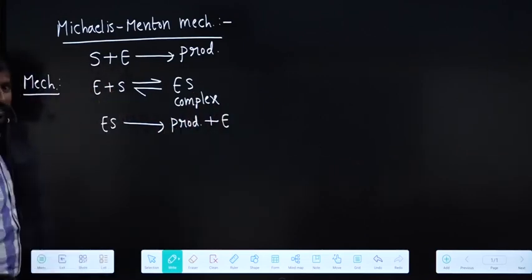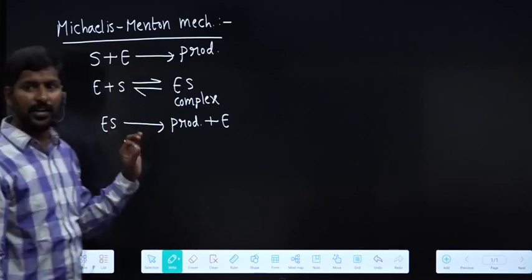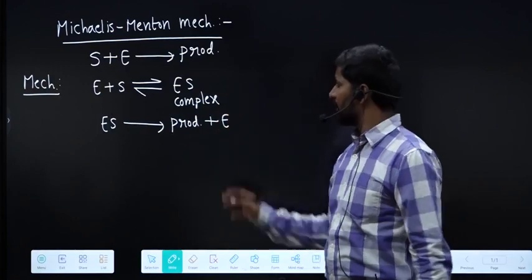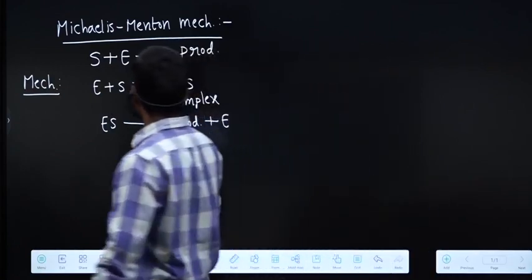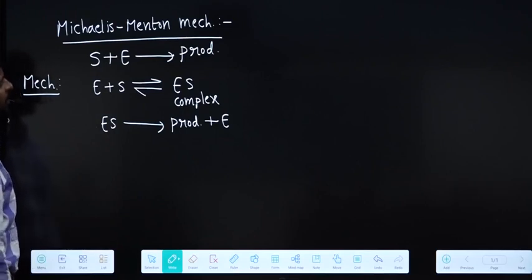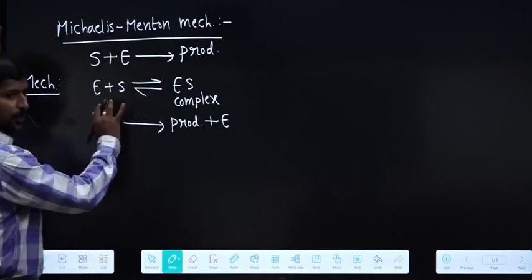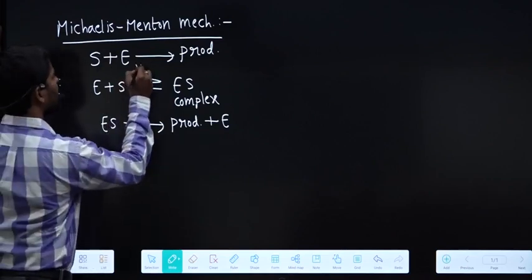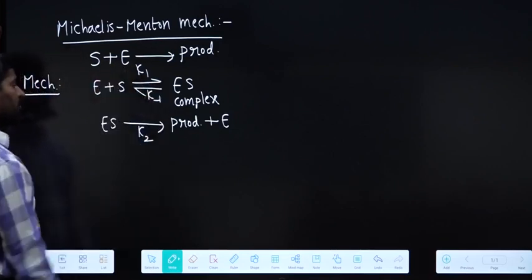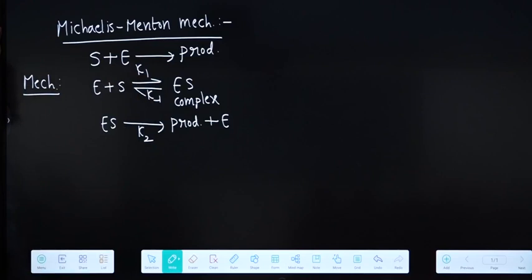Whether the enzyme is involved in the reaction or not: it doesn't get consumed in the reaction. A catalyst doesn't get consumed in the reaction. This is the simple mechanism proposed by Michaelis-Menten for enzyme catalysis reactions. Enzyme plus substrate combine to form enzyme substrate complex, which further breaks to give product. The rate constants are taken as K1, K minus 1 and K2.